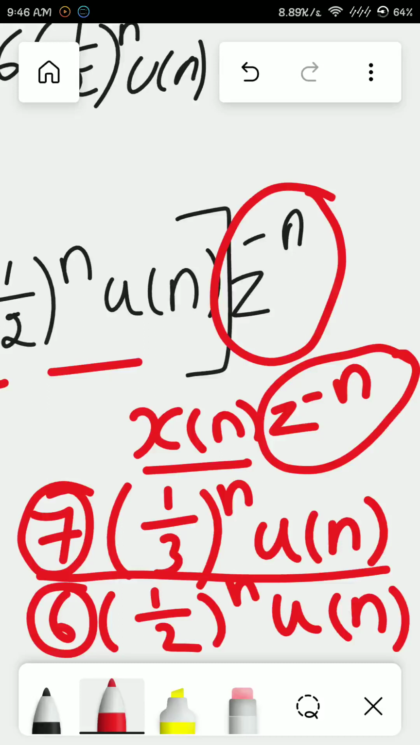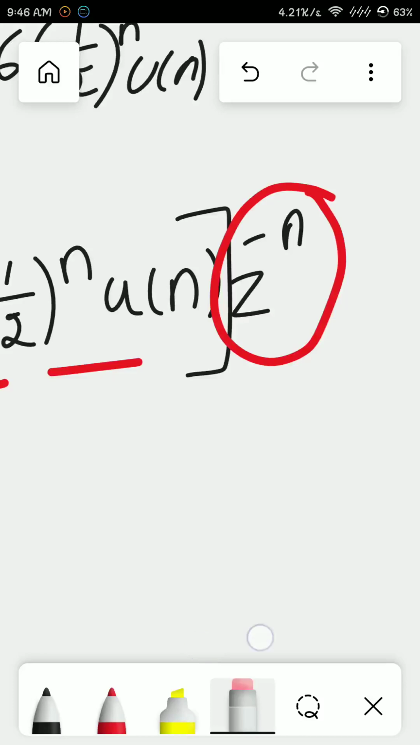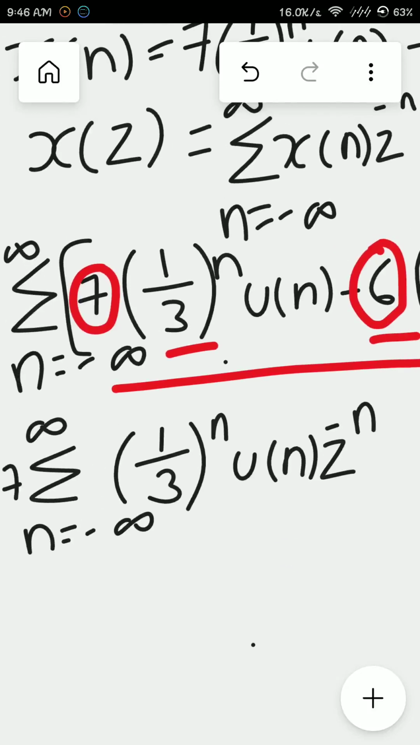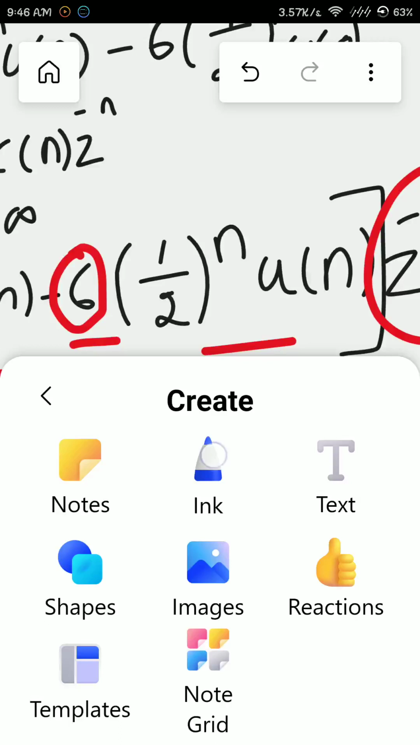And the second thing we are going to do is provide summations to (1/3)^n into u[n], as well as (1/2)^n into u[n], right? Yes, so that is what we are going to do. If you do that, you are going to get the resultant. So let me just showcase it to you here. See, yes, so z to the power of minus n.